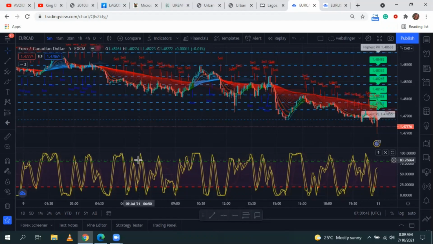Then let me add one more point to it. If you want to use Webslinger, you don't rely only on this automated support and resistance indicator. You have to learn how to mark up as well. I've done a video on marking up. You can watch it. Practice how to mark up every day.